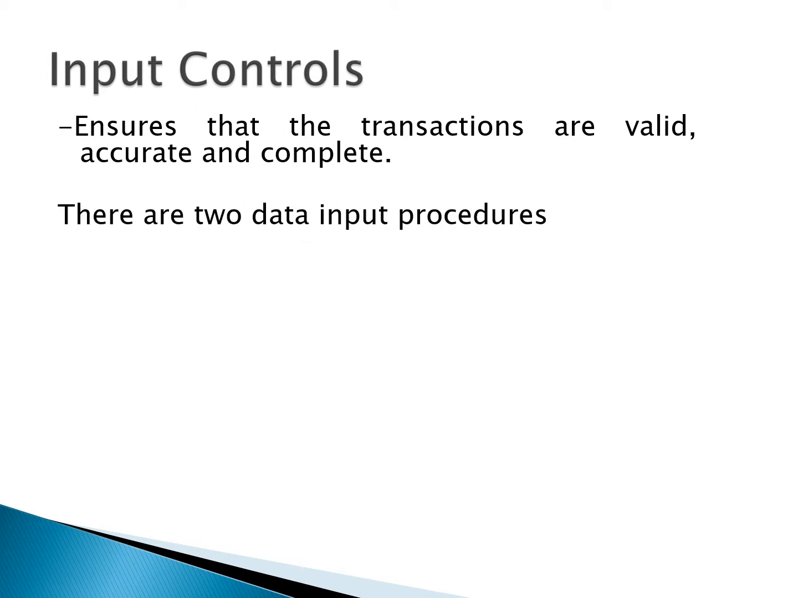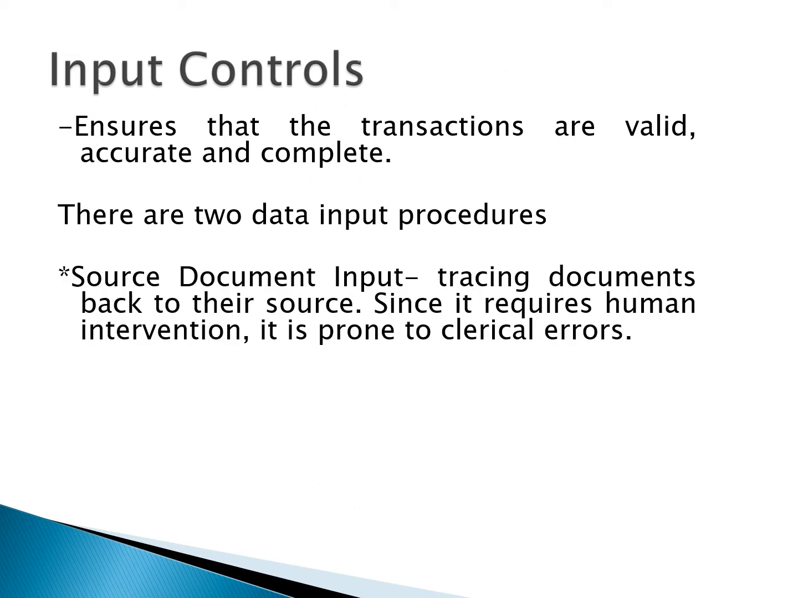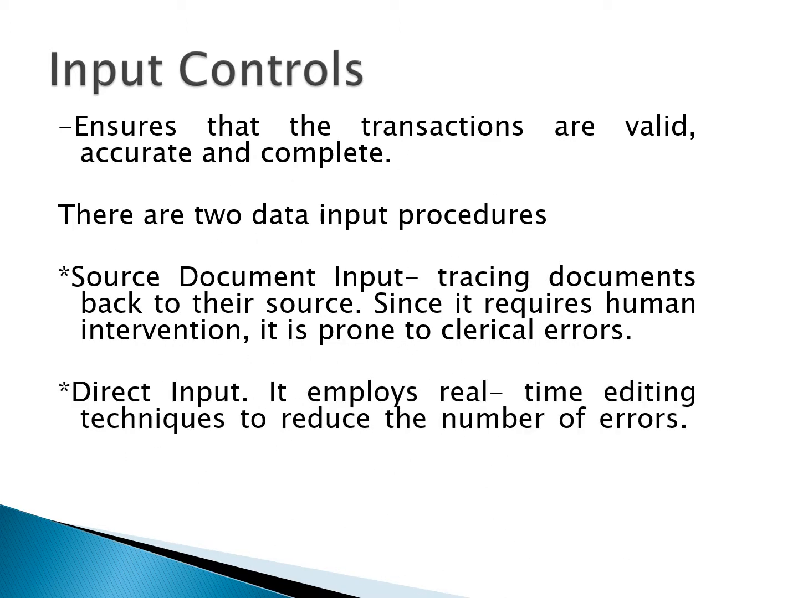Under input controls, there are two data input procedures. First one is the source document input, or tracing documents back to their source. Since it requires human intervention, it is prone to clerical errors. The other one is the direct input. It employs real-time editing techniques to reduce the number of errors.